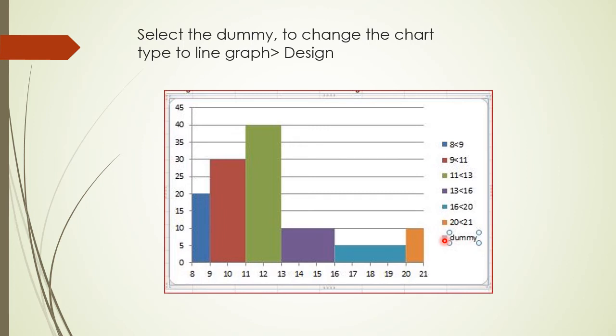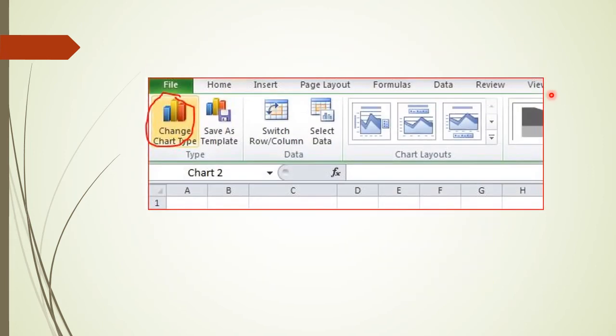Then click design. All right, click design, and design is next to after view on this side here, on this list, after home, insert, page layout, formulas, data, review, view. I think there's layout, there's design, there's format. So click that, and then you will see change chart type.